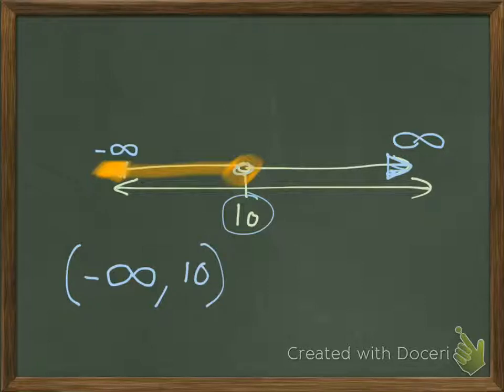Then I'm going to repeat the process. I'm going to go back to 10 and go onward to positive infinity. So it's going to be open at 10 and go towards infinity and be open. That's interval notation.